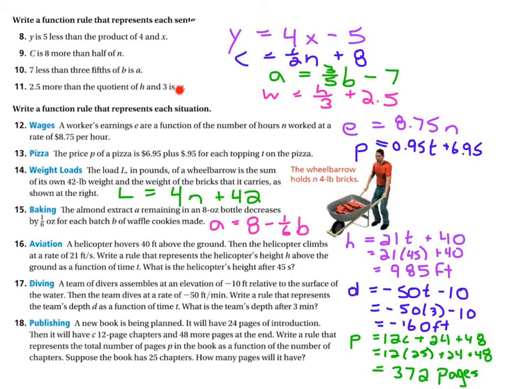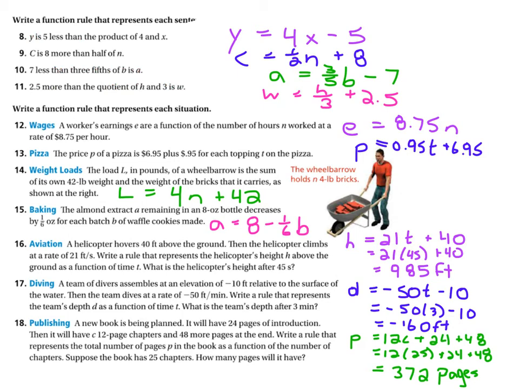Here we see W is, that means W equals, and what is it? It's 2.5 more than this quotient. We have to take the quotient first of H and 3. Remember, whatever comes first goes on top. And we want 2.5 more than that, okay? Those are those. Now here, these are real life situations.